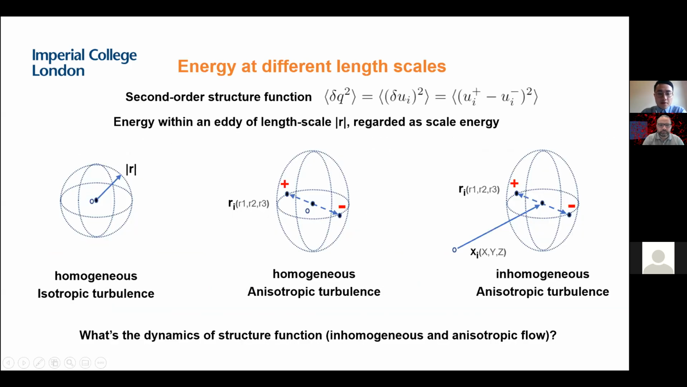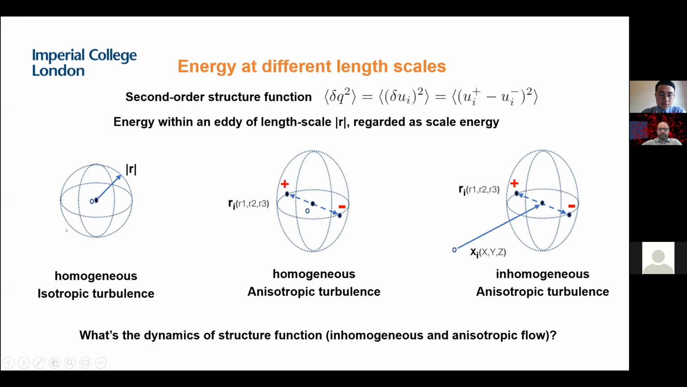In order to describe the energy transfer between scales, let's first have a look at what property we're using to represent energy at different length scale. What we'll be introducing here is the second order structure function, which is the squaring of the velocity difference between 2 points. And here plus and minus means 2 points in the physical domain. The physical meaning of the structure function is the energy within an eddy of length scale r. This is also regarded as scale energy in some papers.